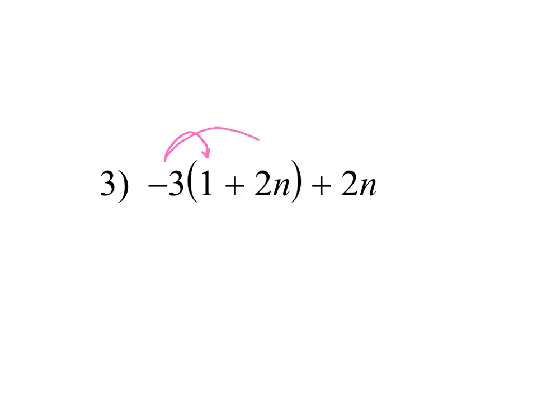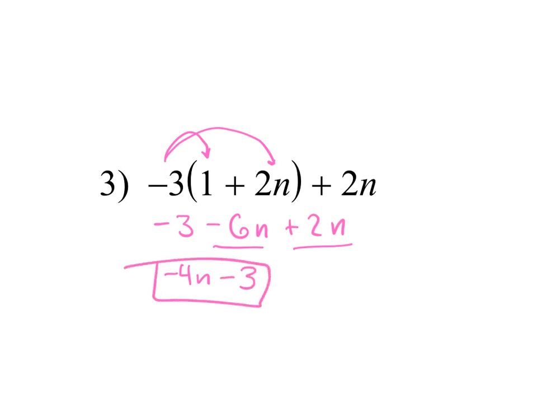Distribute. So we have negative 3 times 2n would be negative 6n, and then plus 2n. What do we get when we combine negative 6n plus 2n? Negative 4n. And can we combine anything with the negative 3? Nope. So we just leave it. So our answer is negative 4n minus 3.